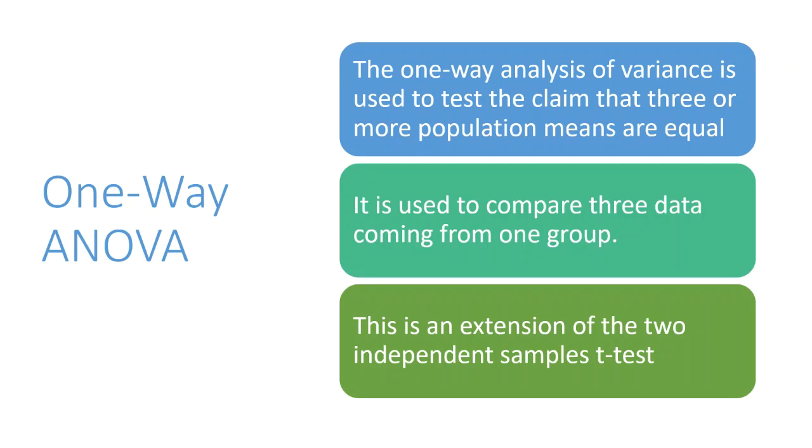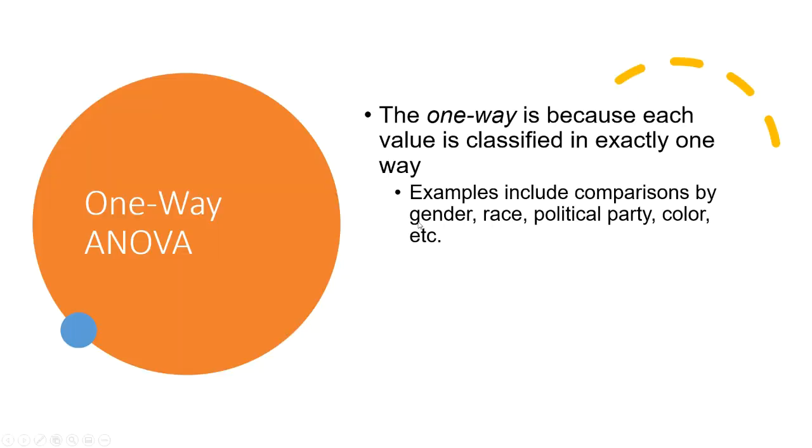One-way ANOVA is also used to compare three data sets coming from one group. This is an extension of the two independent samples t-test. However, in one-way ANOVA, we'll be using the F-test. It is called one-way because each value is classified in exactly one way only. Examples include comparisons by gender, race, political party, color, and so on.